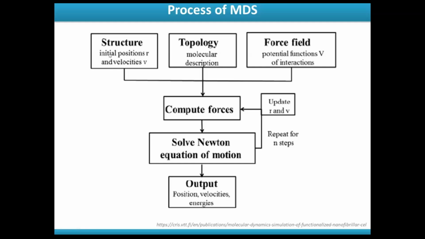So combining these initial things, you will compute the forces on the system and then try to solve Newton's second law of motion, right? Newton's second law. So molecular dynamics is completely based on solving Newton's equation of motion. These steps can be repeated again and again. It depends how long we want to simulate the whole system. And ultimately, we get the output in terms of positions, velocities, and energies. And from these outputs, you can actually carry out the analysis.